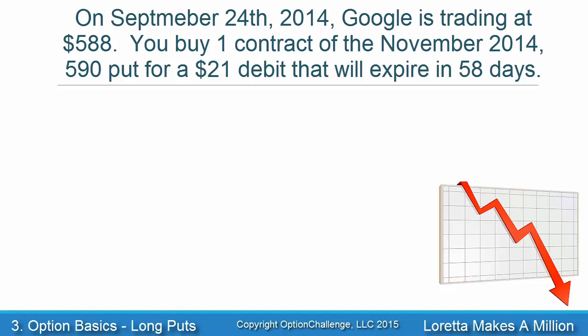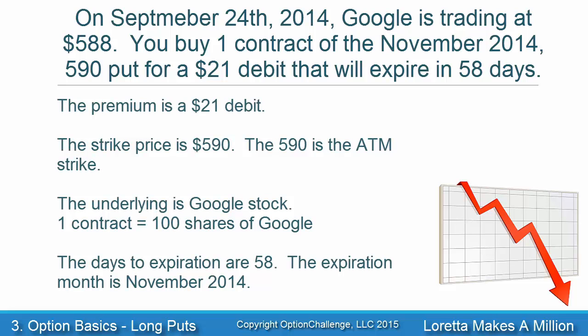You buy one contract of the November 2014 $590 put option for a $21 debit that will expire in 58 days. The premium is a $21 debit. The strike price is $590. The $590 strike is the at-the-money strike. The at-the-money strike is the strike that is closest to the current market price of the underlying. The underlying is Google stock.